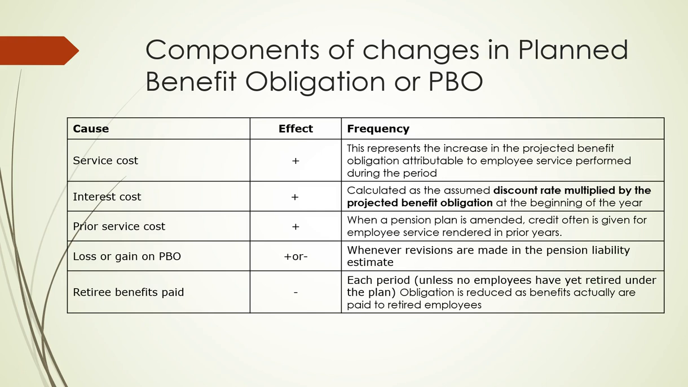Now, what are the components that create a change in the PBO? Well, we're going to add to it the service cost, the interest cost, which is a discount rate applied to the projected benefit obligation, plus prior service costs, plus losses minus gains. Losses increase the obligation, gains reduce the obligation, and then we have to reduce it by any benefits that were paid out.